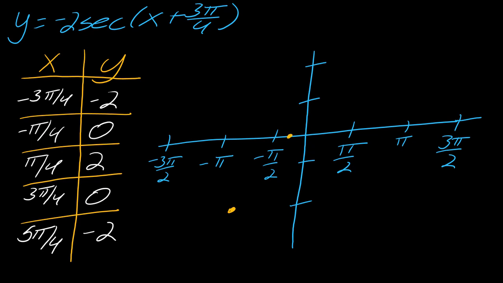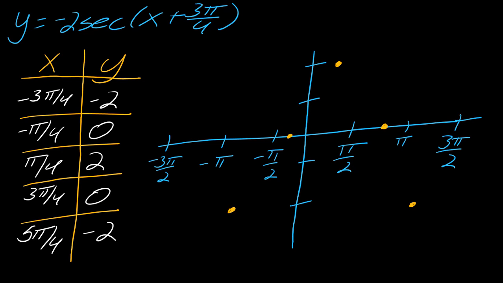Here's where negative pi over 4 is. And then here's pi over 4. And then 3 pi over 4 is going to be here, so it's going to be back to 0, and then here. So I'm graphing actually all the points in between all the coordinates. So maybe you wanted to choose a different axis. That's totally okay. Okay, so I'm going to go ahead and connect these.